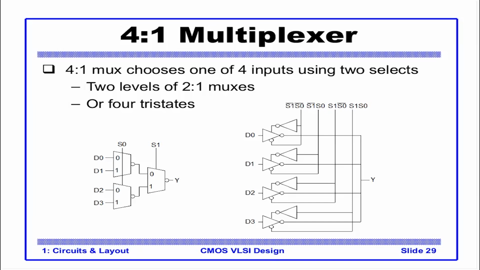A very simple circuit of this is connecting 4 tri-state inverters to the output.